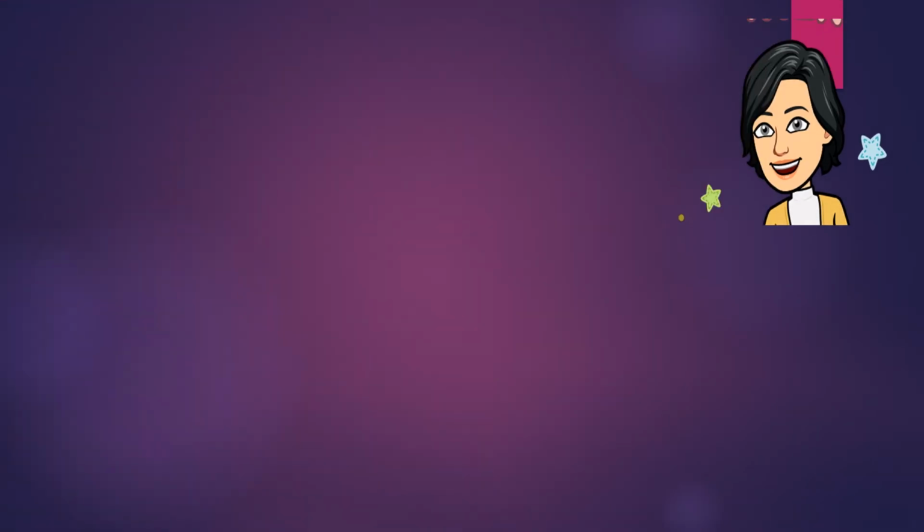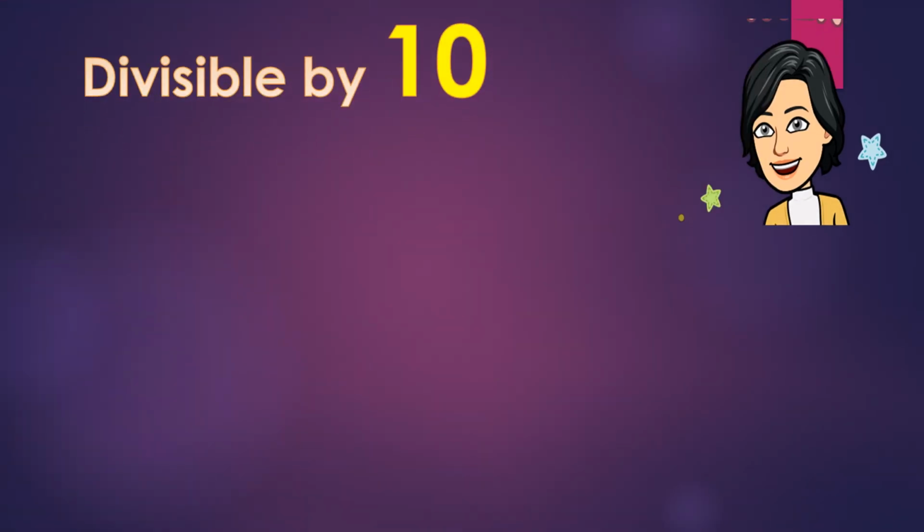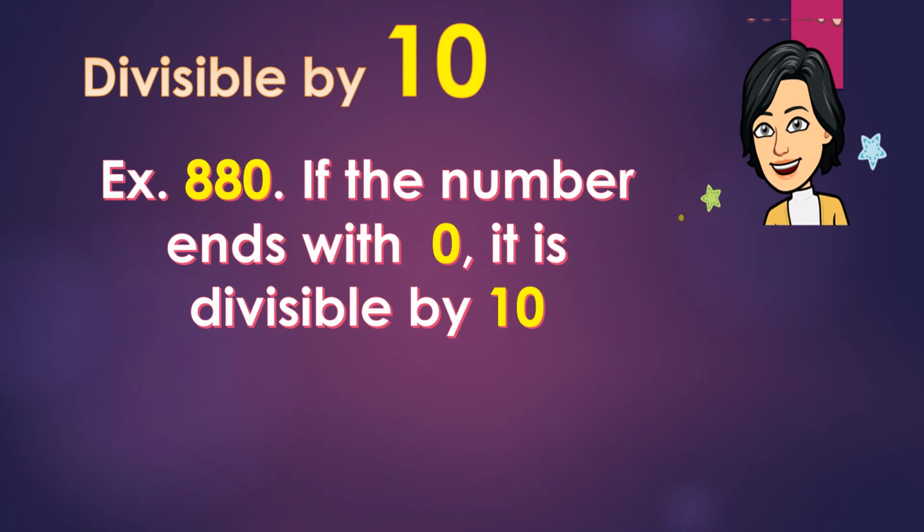How about divisible by 10? A number is divisible by 10 if it ends with 0. Example is 880. The last digit is 0. Therefore, this number is divisible by 10.